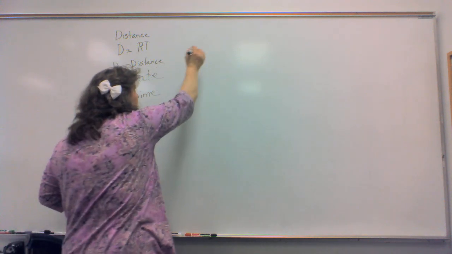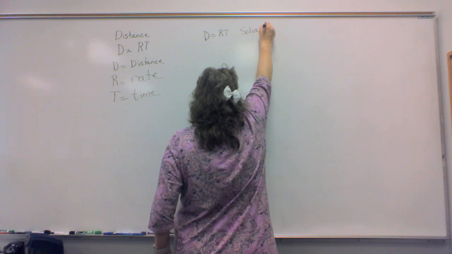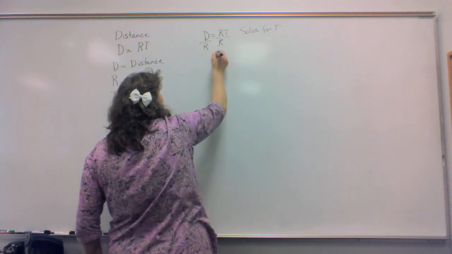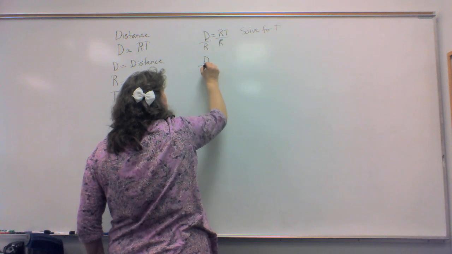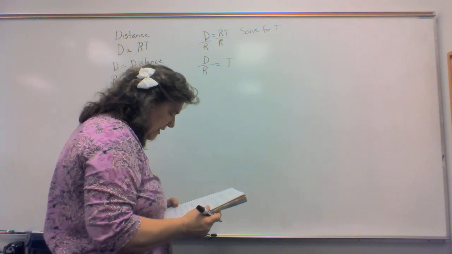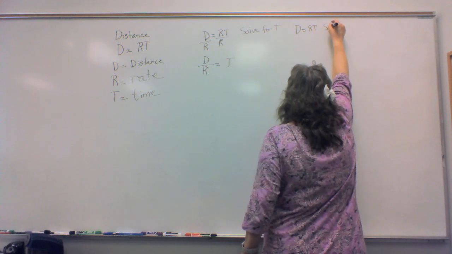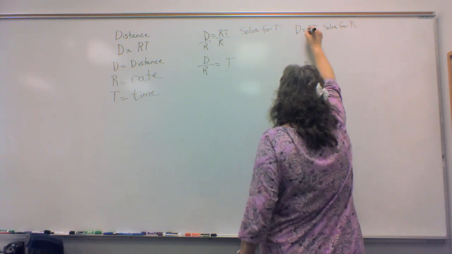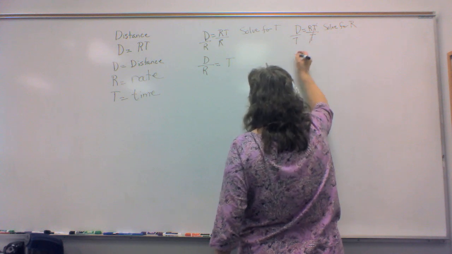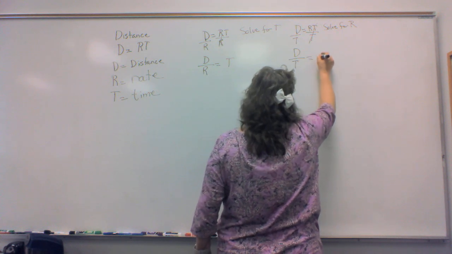So we can take this equation, D equals RT, and we can solve it for T. If we solve for T, we want to eliminate the rate, and we'll divide both sides by R, giving you the formula distance divided by rate is equal to time. Or we could solve this equation for R. So we could go back with our distance equals R times T and solve for R. In this case, you want to eliminate the T from multiplying the R. So we'll divide by T, and that is going to give us D divided by T is equal to R.